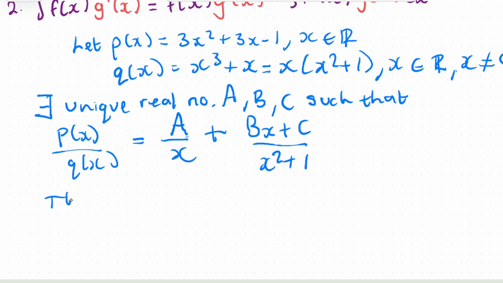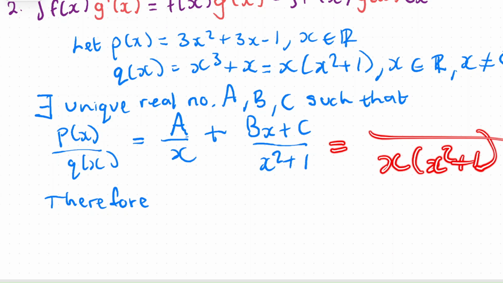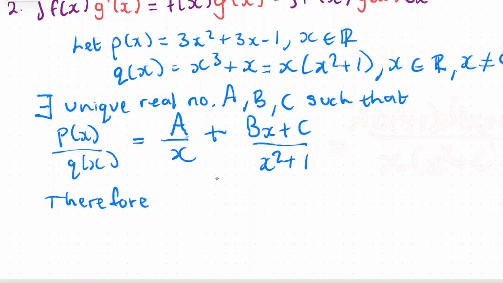Therefore, we can cross multiply. So we want to just keep the denominator the same, right? So x times x squared plus 1. But now I just want to combine everything. So I'll say a times x squared plus 1 plus bx plus c times x, right? So we're just going to be combining everything right now.